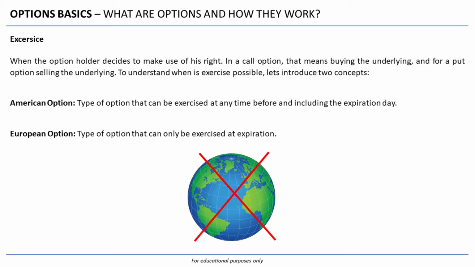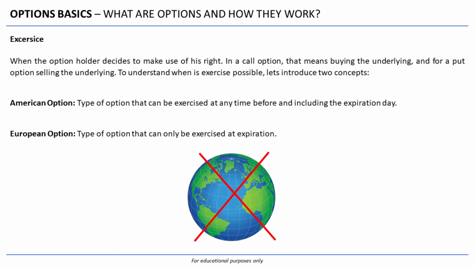The names American and European have nothing to do with where the options are listed. It is not about geography. It's only about when the exercise rights are available. Most of the listed stock options are American, so for our purposes, we will always assume that we're talking about American options. As a rule of thumb, it is not a good idea to exercise an option before expiration.